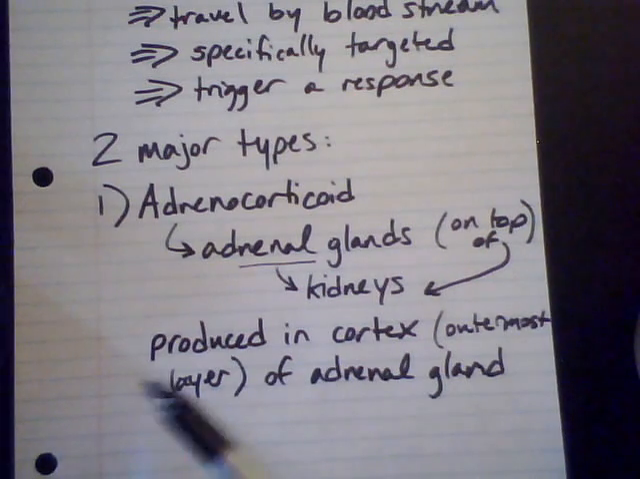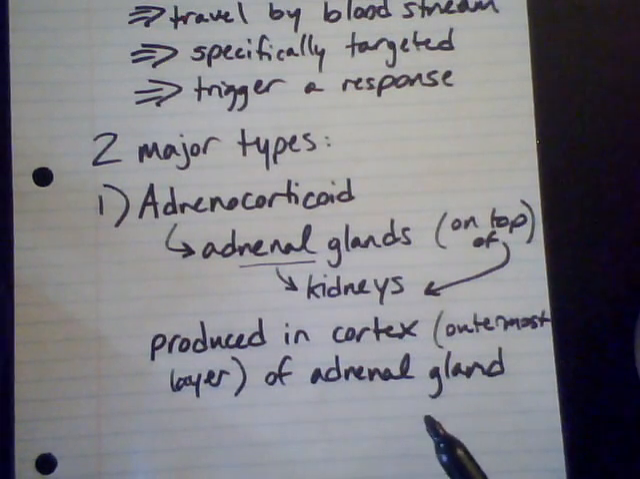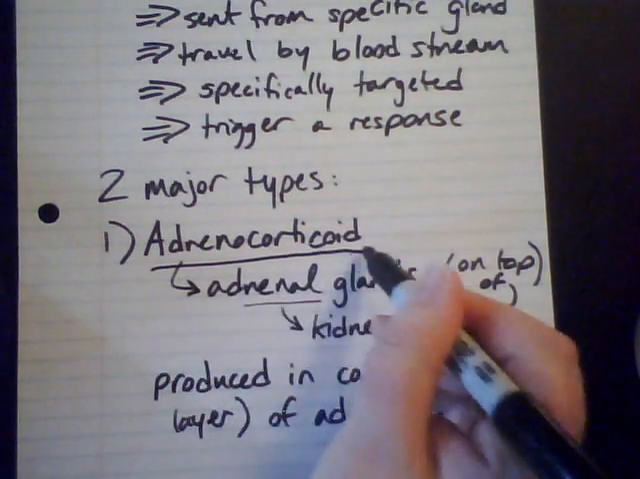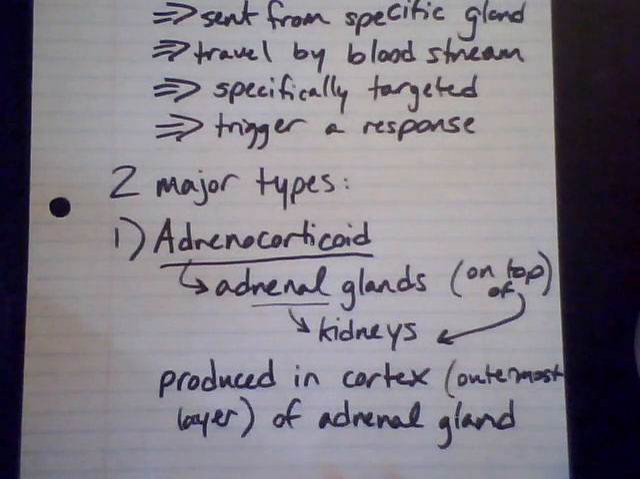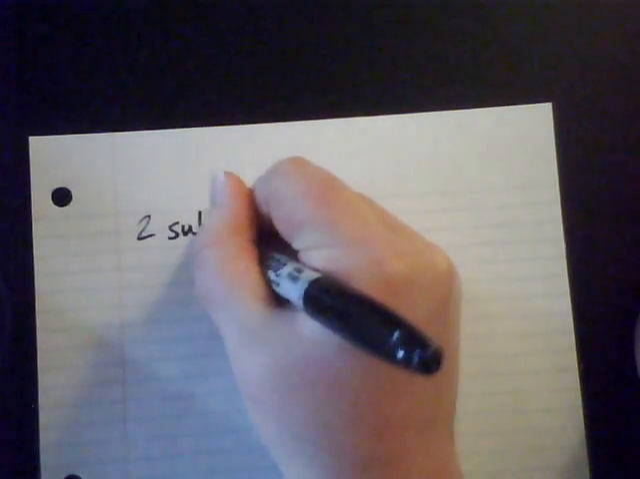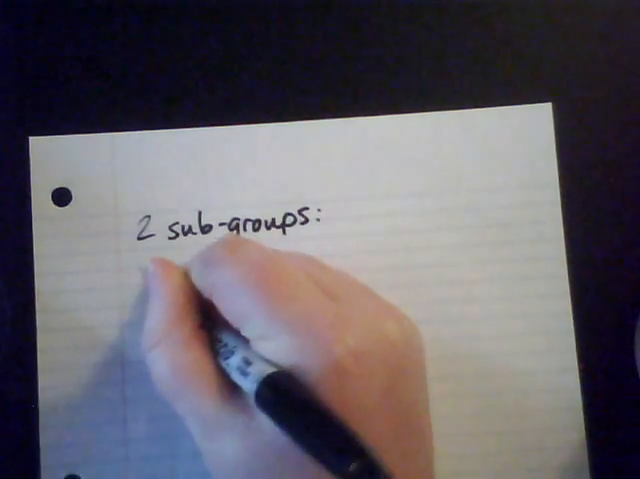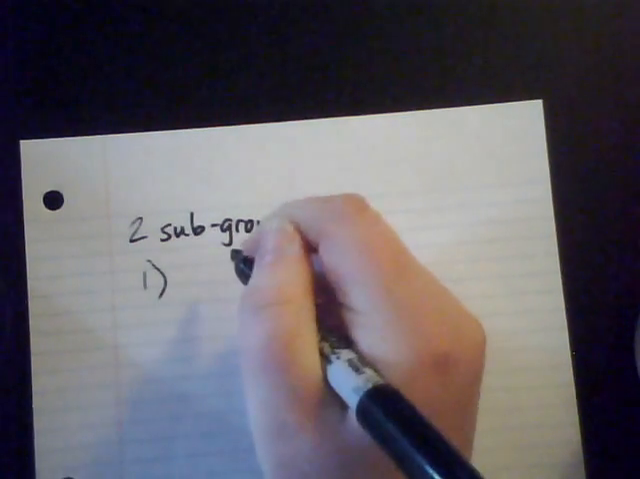And within these adrenocorticoids, there's actually two different types of steroids that are produced. And so we have kind of two minor groups that are in this major group. So adrenocorticoid is our major group, and within that we have two subgroups. The first are mineralocorticoids.